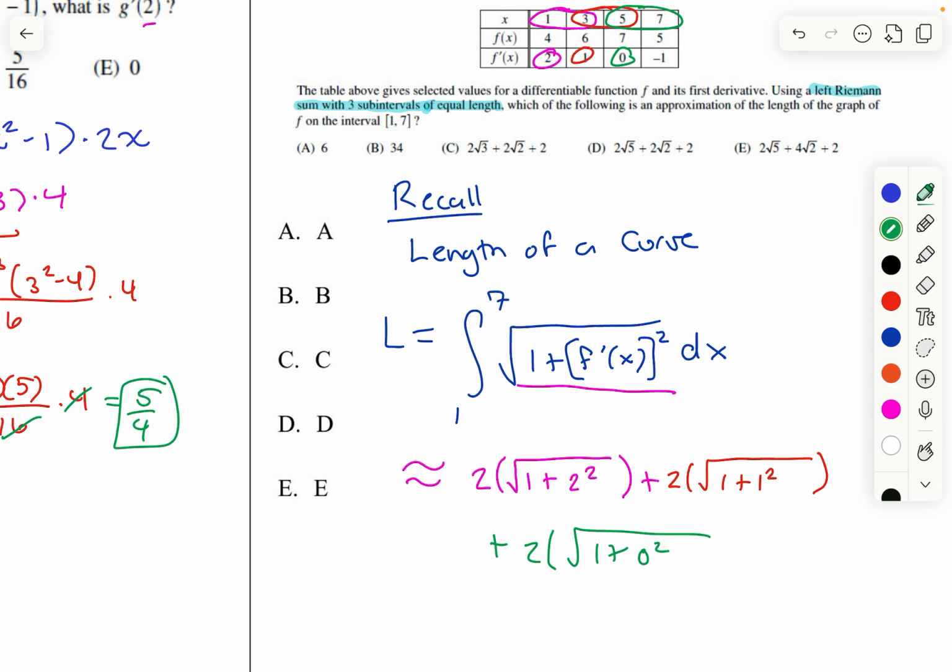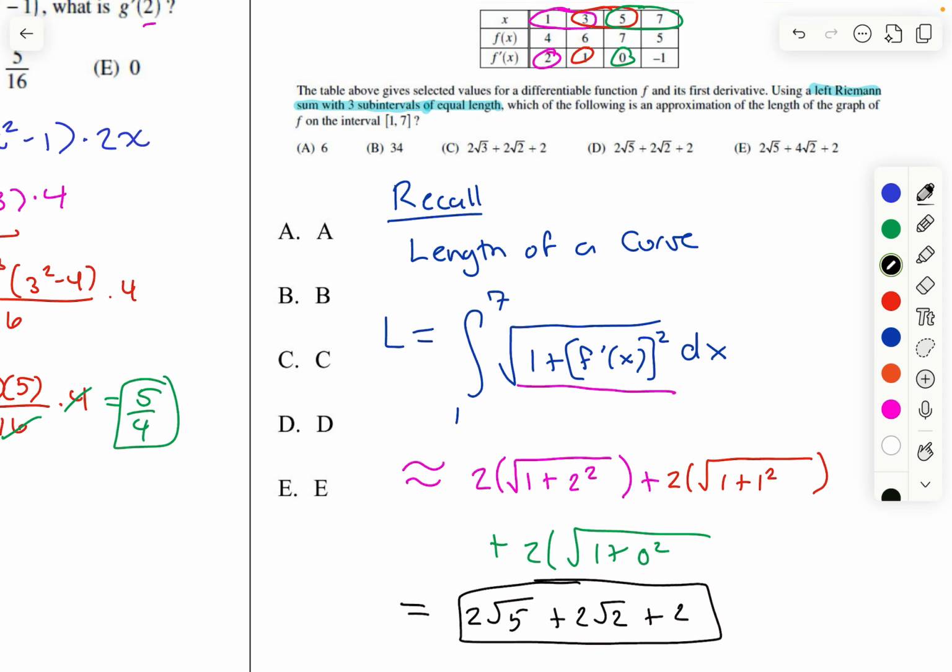And so in the end, we end up with 2 root 5 plus 2 root 2 plus 2 times root 1, which is 2. So that matches letter D.